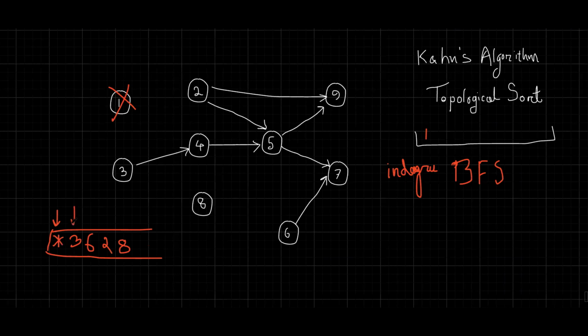Now our front element of the queue is 3. So we have to remove the edge between 3 and 4, and we have to insert 3 here. And as 4 has an in-degree of 0 now, we have to add 4 into the queue. Now, we have to remove 3. Now our front element is 6. So we have to insert 6 here, and we have to remove the outgoing edges from 6.